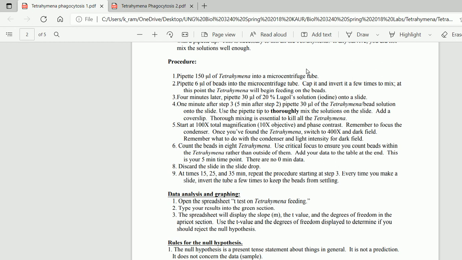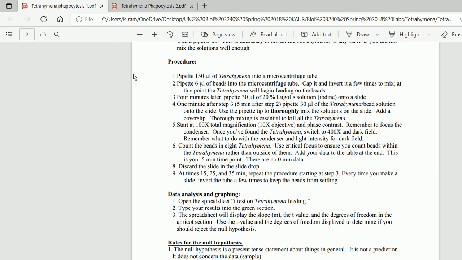What is going to happen? The tetrahymena will start taking this dye inside, and the vacuoles will start getting stained. Now you have to let this happen for 4 minutes. So in the tube you have 150 microliters of tetrahymena and 6 microliters of the dye. This is your tube in which all the dye is going to enter inside the tetrahymenas.